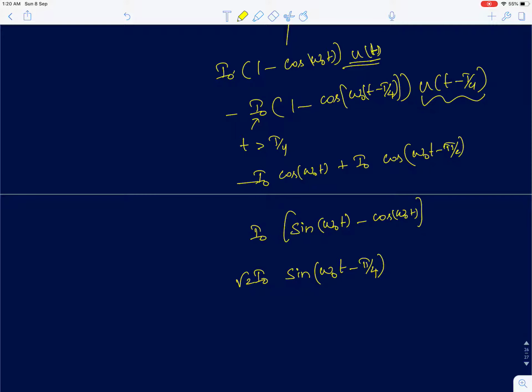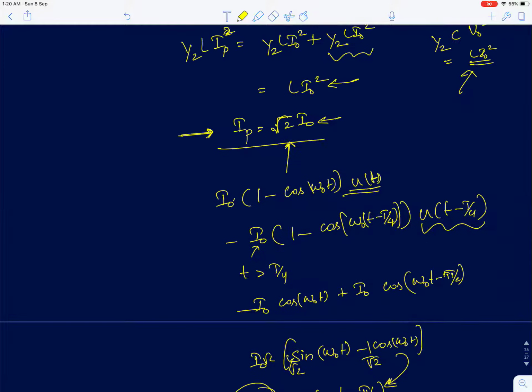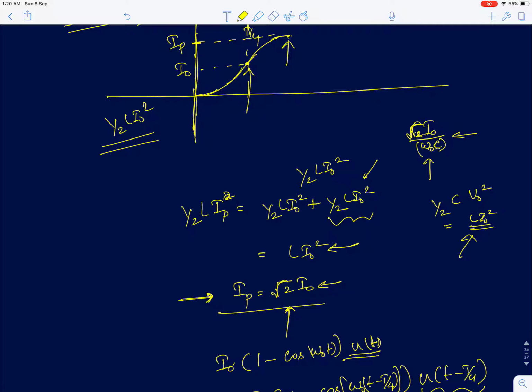Or we can also show this as minus cos omega naught t, but it's a pure sinusoid with 0 average value. That's all I wanted to say here. The peak value here is root 2 I naught. I can show this by multiplying and dividing by root 2. You can just add two sinusoids and you would get this expression. So we could easily find that result using mathematics, but we could find the same result easily using energy conservation. So that's all there is to this problem.